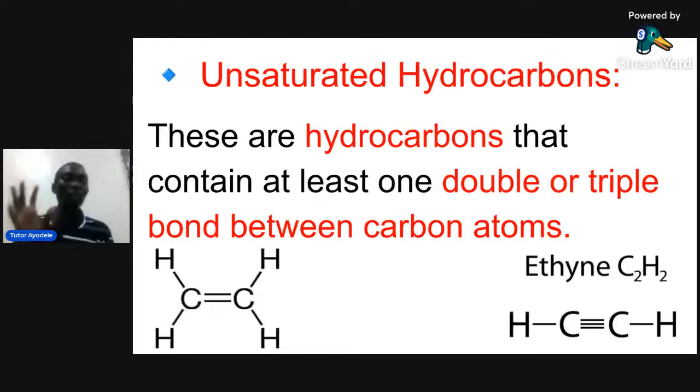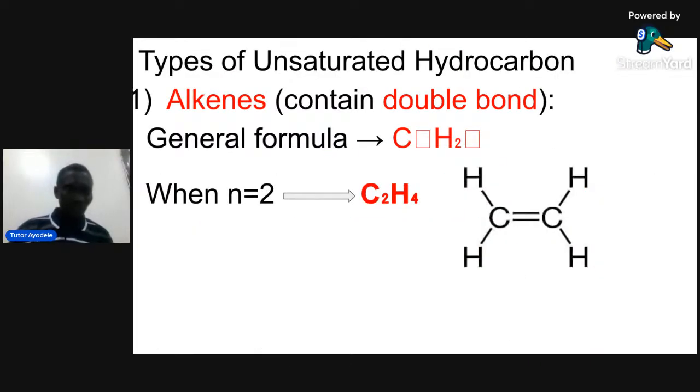So let's quickly proceed. Unsaturated hydrocarbons are hydrocarbons that contain at least a double or triple bond. As I've said, they contain at least a double or triple bond. So the types of unsaturated hydrocarbons, I explained earlier: we have alkenes, the cyclo form of alkenes which is cycloalkenes, alkynes, and the cyclo form of alkynes. Benzene prefers substitution over addition because substitution preserves its aromatic stability.